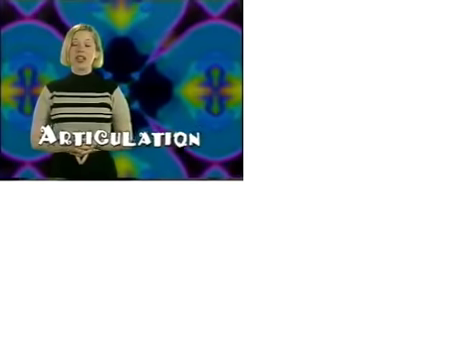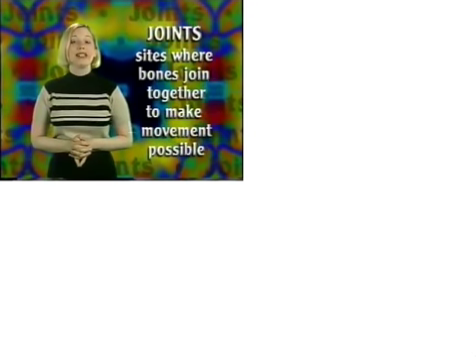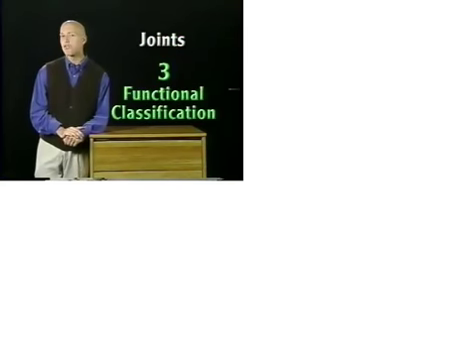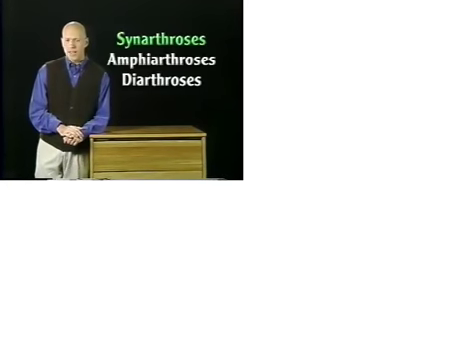Section C, articulations. Articulation is a fancy word for joint. Joints are sites where bones join together to make movement possible. Joints are divided into 3 different functional classifications based on the degree of movement they allow. These classifications are synarthrosis, amphiarthrosis, and diarthrosis.